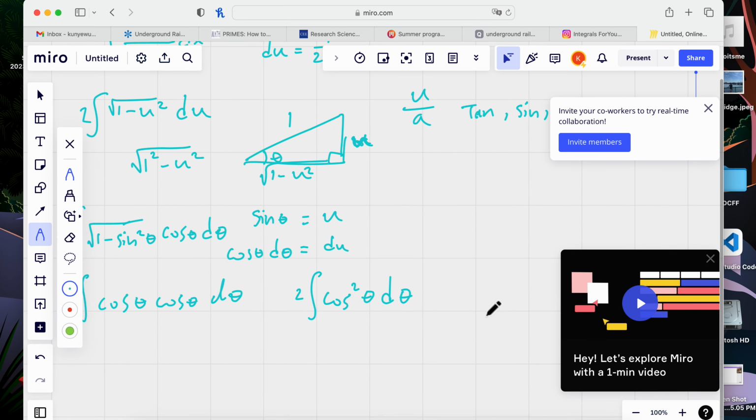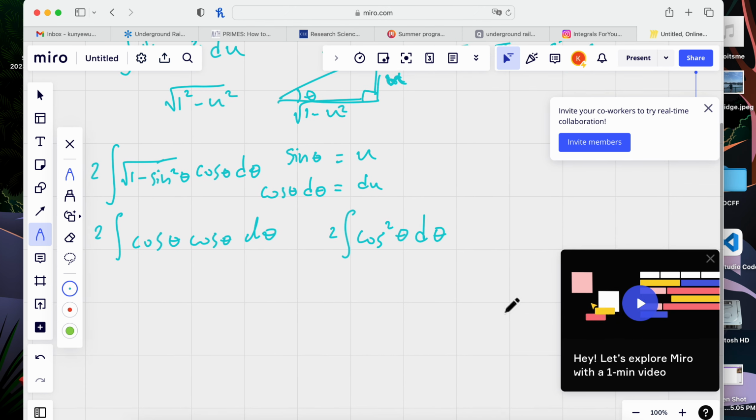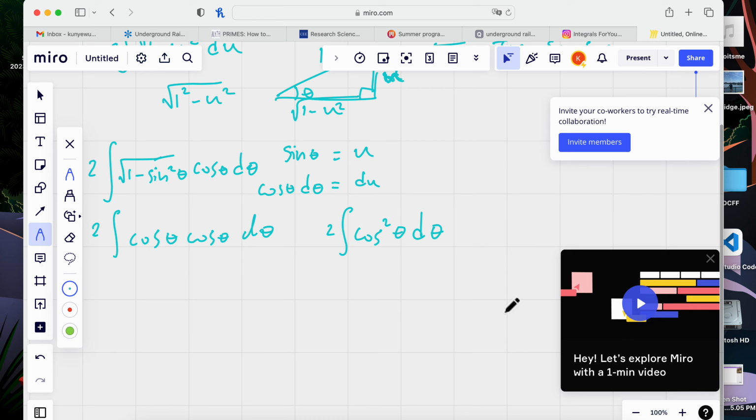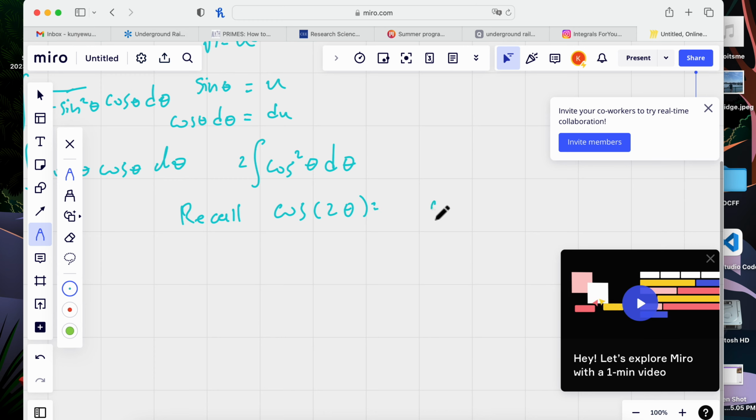This integral is not really trivial, because integration by parts is going to make it a lot more complicated than it needs to be. U substitution doesn't really work. So what we're going to do is recall the formula for the cosine double angle. We're going to recall the cosine 2 theta identities. One of the identities states that cosine 2 theta equals 2 cosine squared theta minus 1.